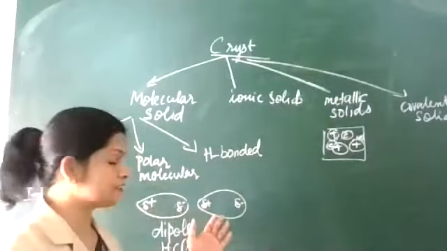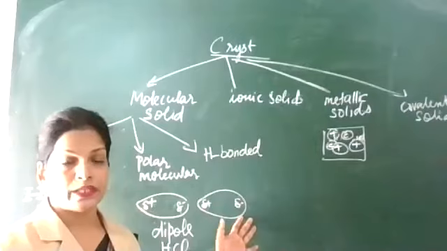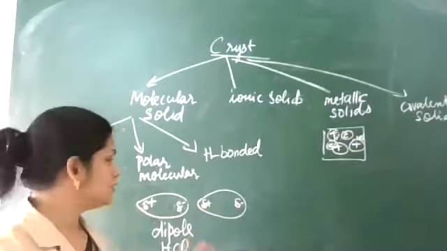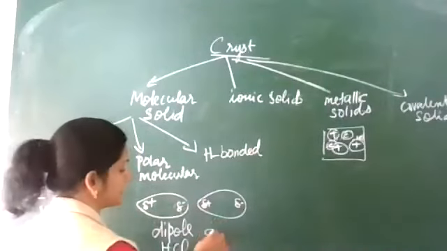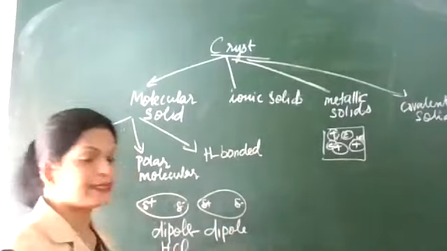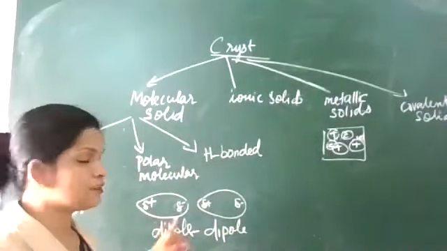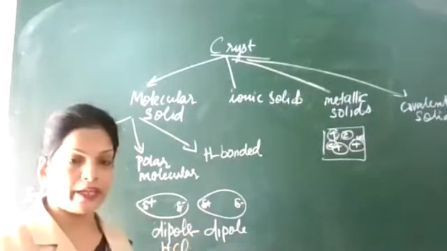This is HCl, this is HCl. Or this is SO2, this is SO2. SO2 solid, HCl solid. So this force of interaction is called dipole-dipole interaction. That is one type, and the second type is next. So the force of interaction between the particles of polar molecular solid is dipole-dipole interaction.